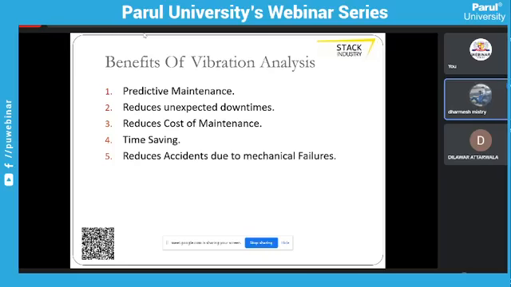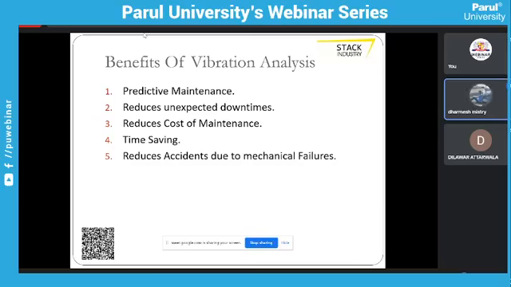Okay, so what are the basics? What are the benefits of vibration analysis? Here I have noted down a few benefits, like we can do predictive maintenance. Now, what does predictive mean? For example, today is say 30 January.